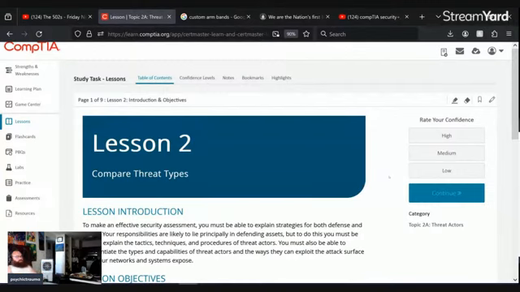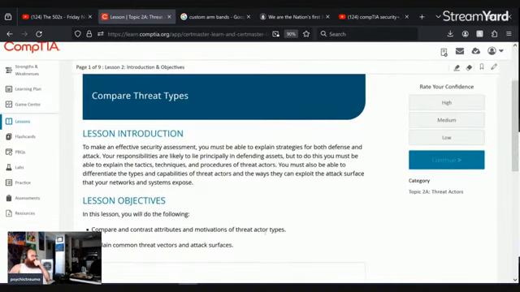To make an effective security assessment, you must be able to explain strategies for both defense and attack. Your responsibilities are likely to lie principally in defending assets. But to do this, you must be able to explain the tactics, techniques, and procedures of threat actors. You must also be able to differentiate types and capabilities of threat actors and the ways they can exploit the attack surface that your networks and systems expose.